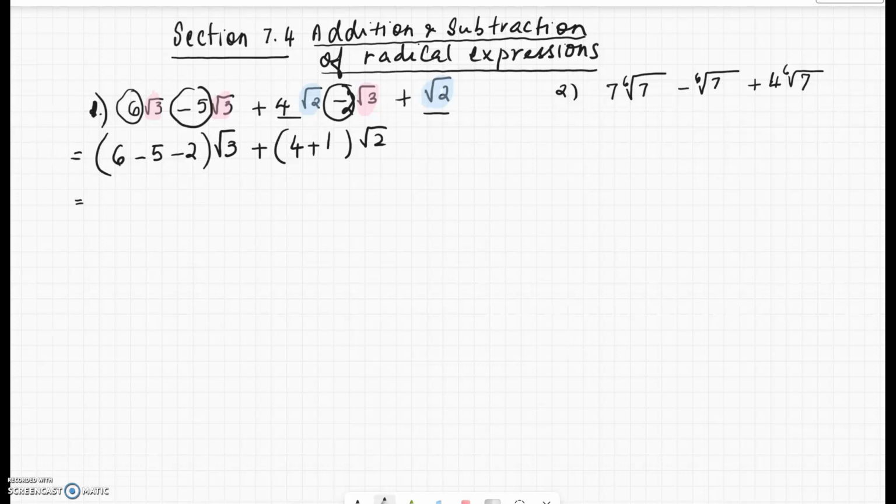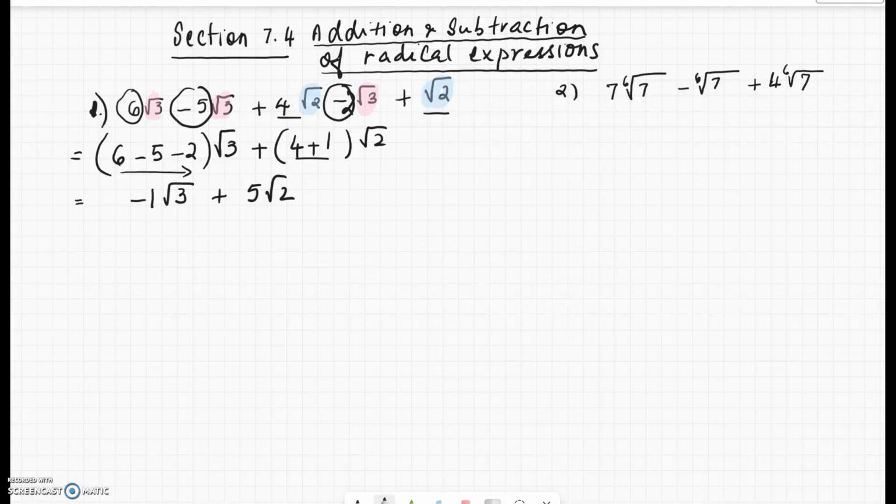So let's complete the count. 6 minus 5 is 1. 1 minus 2 is negative 1 times radical 3 plus 4 plus 1, 5 radical 2.